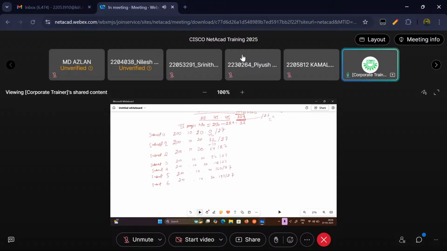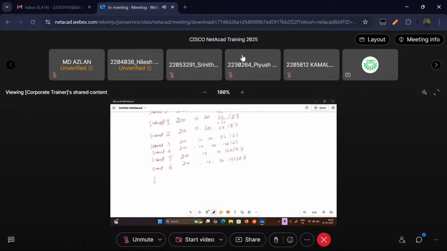Let's move ahead to the next one. Subnet 7: 200.10.20. Add 32, 224/27. Let's move to subnet 8. Subnet 8: 200.10.20. Add 32, 256/27.